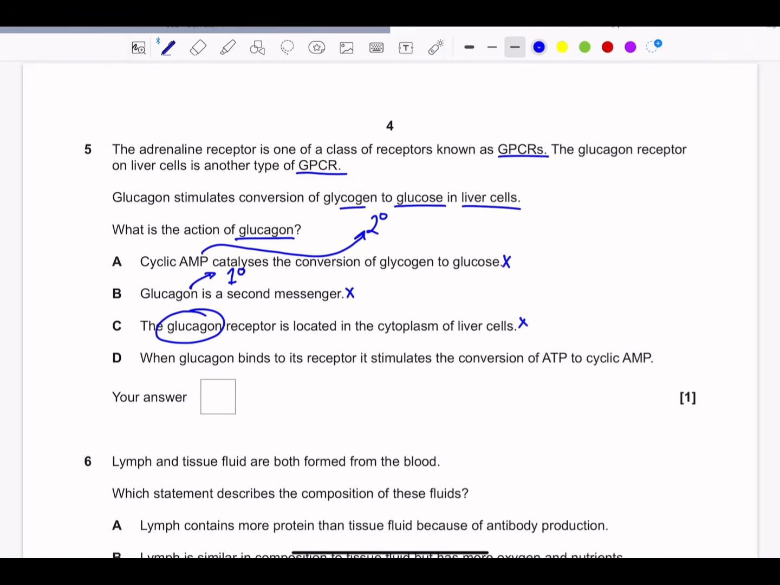D is when glucagon binds to its receptor, it stimulates the conversion of ATP to cyclic AMP. Yes, that is true, because the receptor is coupled with something known as adenylate cyclase, and that's what converts ATP to cyclic AMP. Now, this question is an application of knowledge question based on the theory that you had to memorize for the adrenaline receptor.